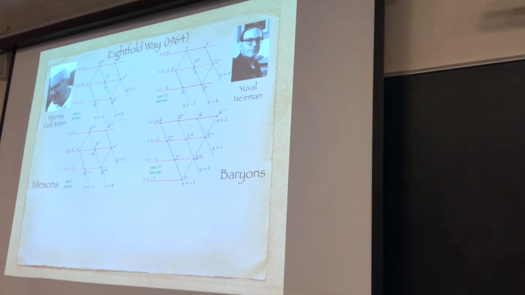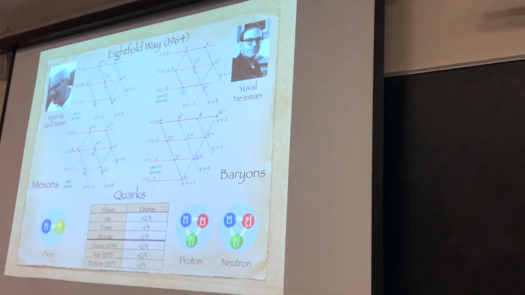And as they did that, they eventually figured out that all of these can be described using three new particles, what they call quarks. And, well, not that quark, get him out of here. These quarks down here. Basically, the up, down, and strange quark compose all the different particles that we saw earlier.